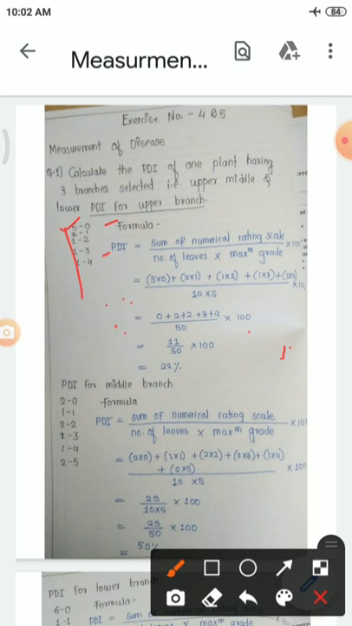So for that sum of numerical rating scale, what does that mean? We have to multiply 5 into 0, plus 2 into 1, plus 1 into 2, then 1 into 3, and 1 into 4. So we just have to multiply the number of leaves assessed by the scale which is given, and divide by the number of leaves.